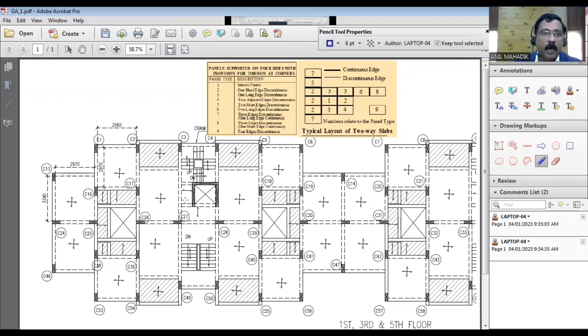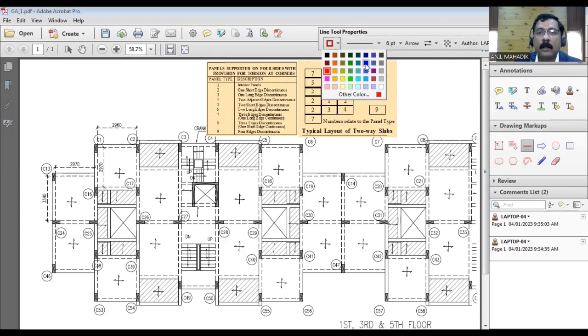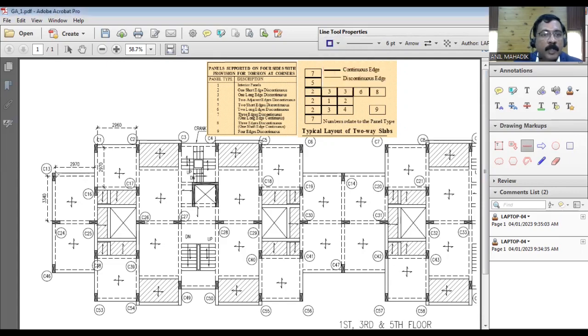Now in this problem, how do we identify which case is suitable for this slab? Let's see this first. If you see here, there is no slab over here, so it is clear that it is a discontinuous edge. For the time being, let's show the discontinuous edge using blue color. So this is a discontinuous edge.